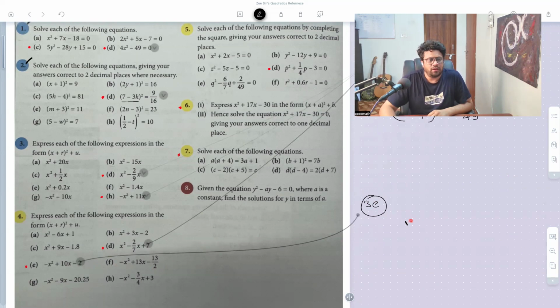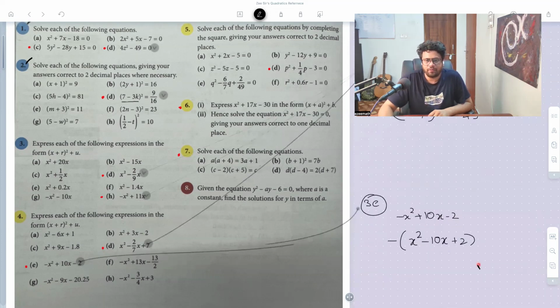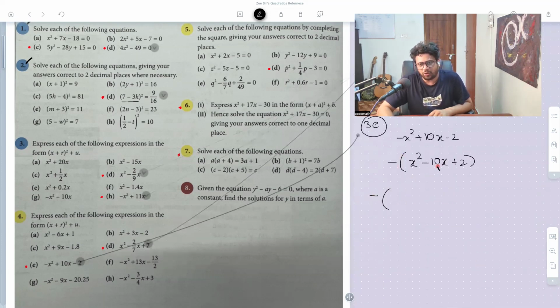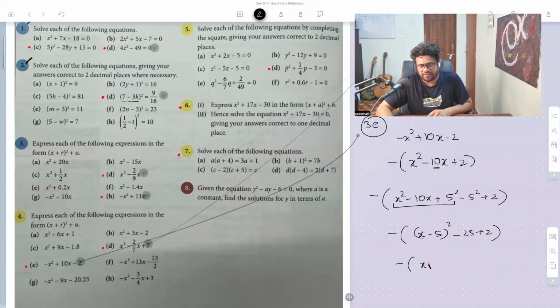3-part E. We go negative x square plus 10x minus a 2. Well, again, an added step because the x square has a negative 1 as its coefficient. I'm going to take a negative 1 out common. It becomes x square minus 10x plus a 2. And now look at the coefficient of x here. It's 10. I'm going to introduce a plus 5 square and a minus 5 square by myself. These are going to reduce to a quadratic. X minus 5 whole square, it'll be minus 25 plus a 2. That's a negative of x minus 5 whole square minus 23.